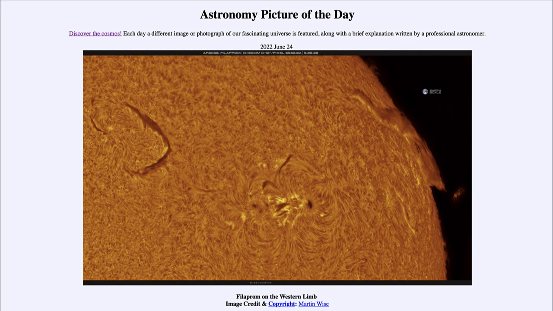So that was our picture of the day for June 24th of 2022. It was titled Filaprom on the Western Limb.